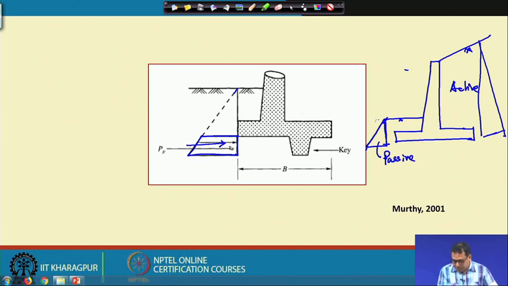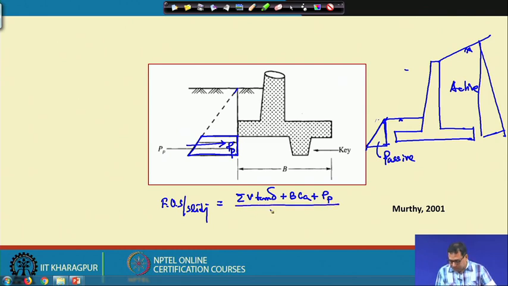So, if this is your passive force P p, then the factor of safety against sliding will be the summation of all vertical forces into tan delta plus B into C A, if the cohesion is there, plus P p, where P p is the passive resistance, divided by the summation of all horizontal forces, or generally the horizontal component of the active force, P H A. So, in that case we introduce this passive resistance during our design of the key, and we determine the factor of safety.